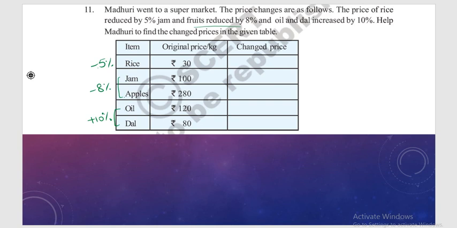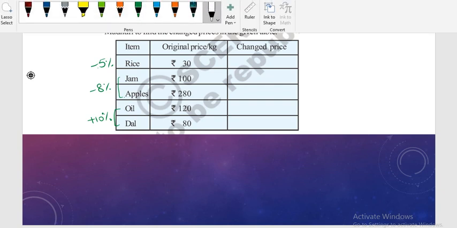Now we need to help her to get these changed prices. So what are the things that we are going to get here? You need to fill these values. Okay, so we are going to do that. So let us see this.